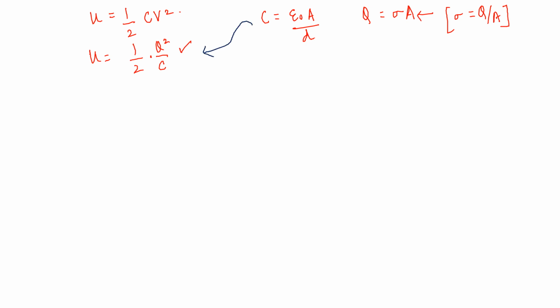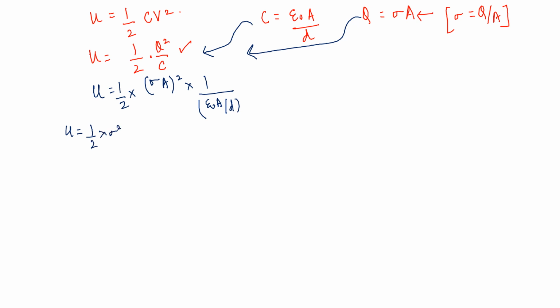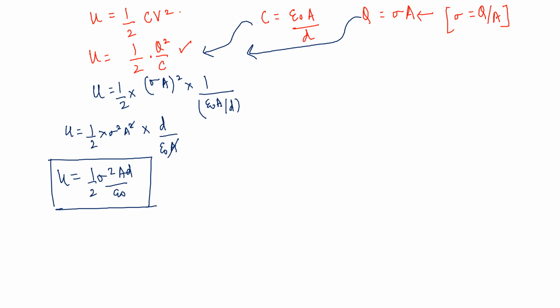Introducing these equations, we will get U equals half into Q square, that is sigma into A the whole square, into 1 upon epsilon naught into A upon d. Solving it properly, we get U equals half into sigma square A square into d upon epsilon naught into A. A and this A will get cancelled and we will get half sigma square A d upon epsilon naught. This is the energy stored in the capacitor with respect to its size, shape and geometry.